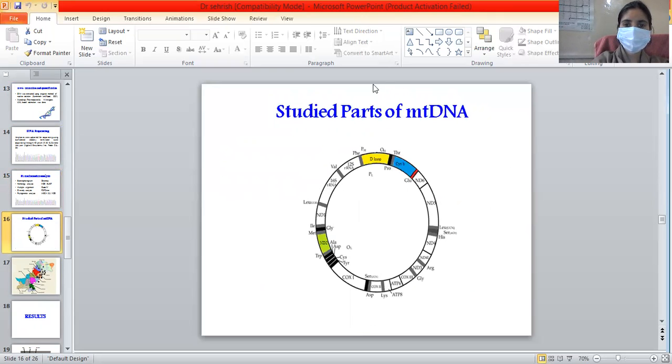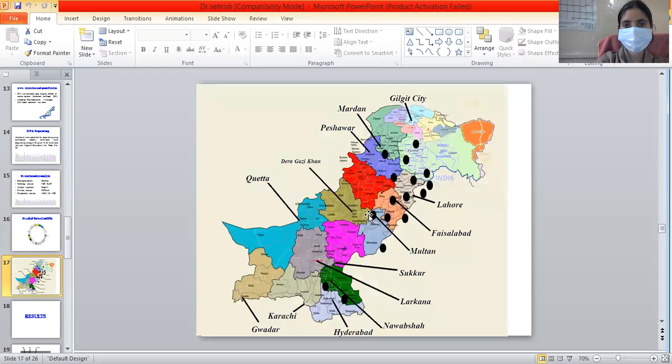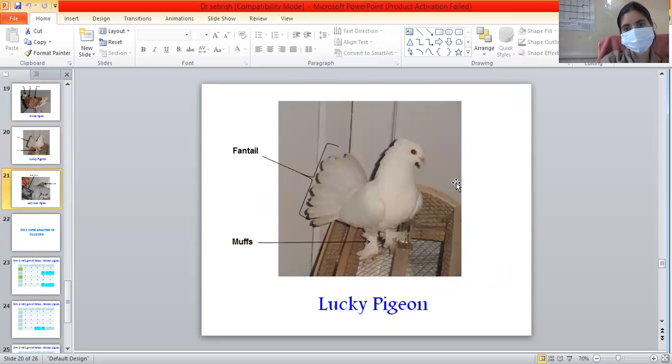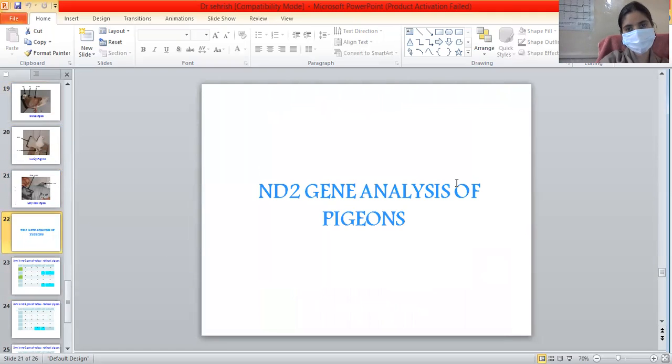This shows the study part. So far, we have studied the D-loop, cytochrome B and CO1, but at the moment the focus is on the ND2 gene. These are the different areas of Pakistan from which we have done extensive sampling for the different breeds of pigeons. This is the Shirazi pigeon. You can see the characteristics on the basis of which they have been selected. The Lucky pigeons and the Lotan pigeons.